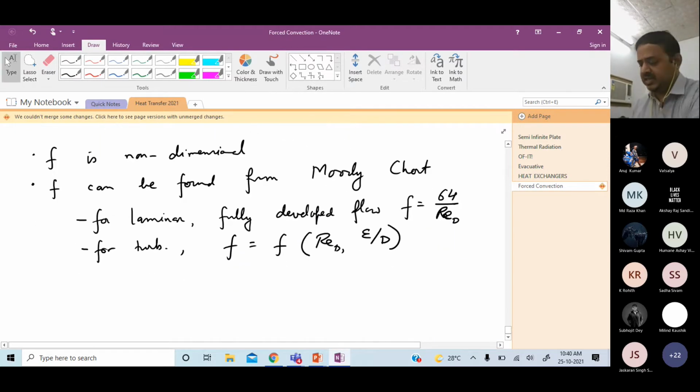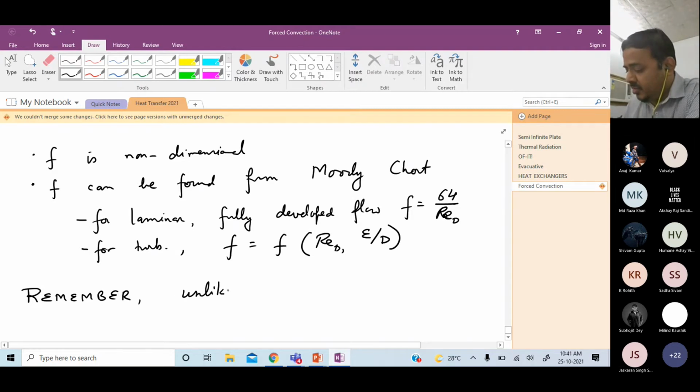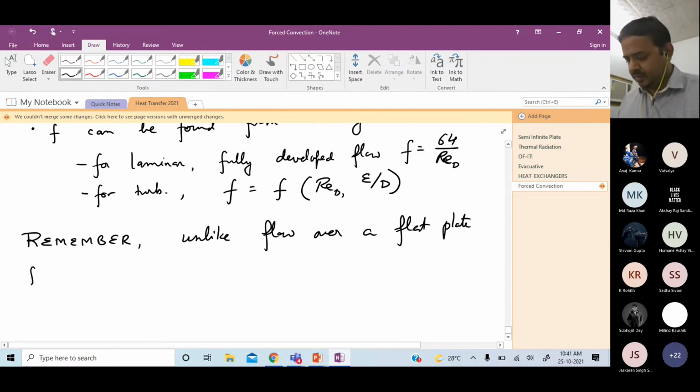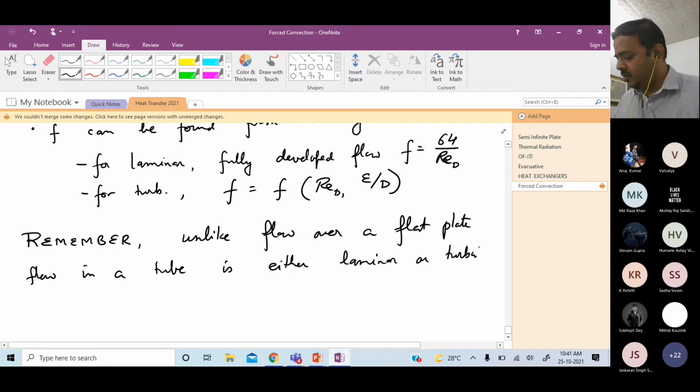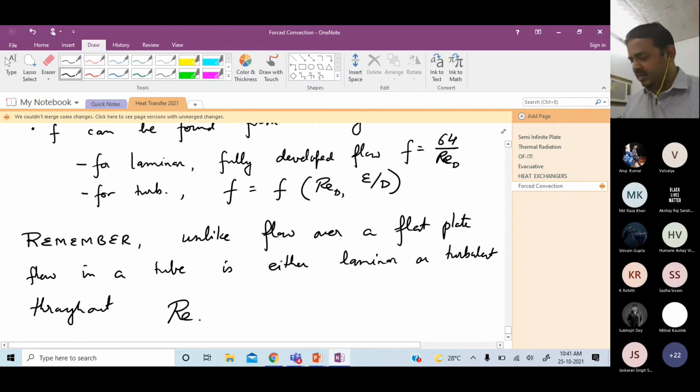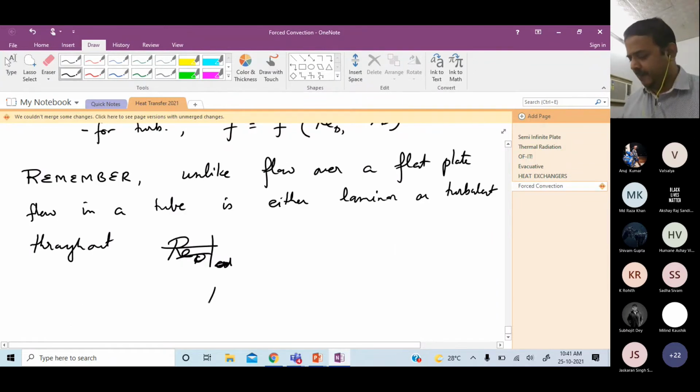Okay. So this is what one of my friends was asking last time. Remember, unlike flow over a flat plate or any external flow, flow in a tube is either laminar or turbulent throughout. And the critical Reynolds number: if Reynolds number is less than 2000, it's laminar. And if it's greater than 2000, it's turbulent.